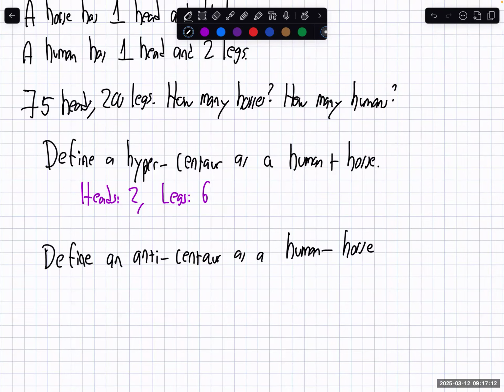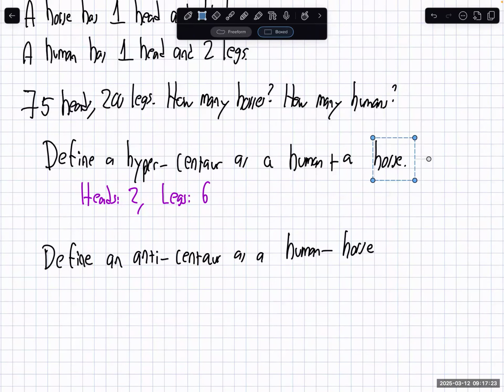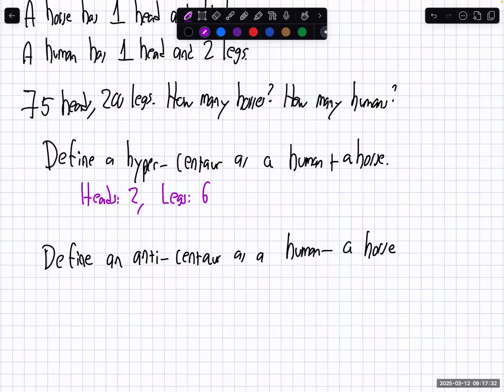So an anti-centaur is going to be a human minus a horse. So how many heads does an anti-centaur have? Right. And how many legs? -2, right, good. So a human has 2 legs, the horse has 4 legs. If you do a human minus a horse, 2 minus 4 is -2. So an anti-centaur has 0 heads and -2 legs.